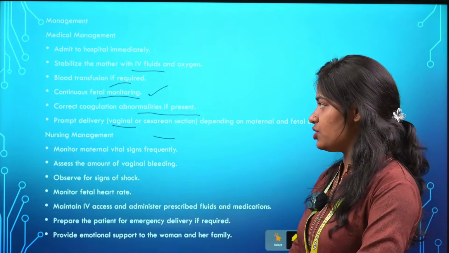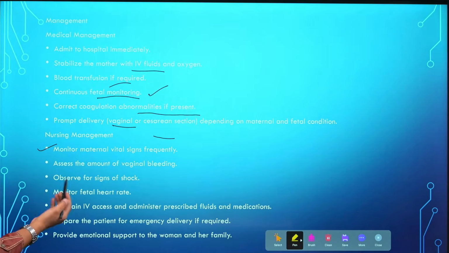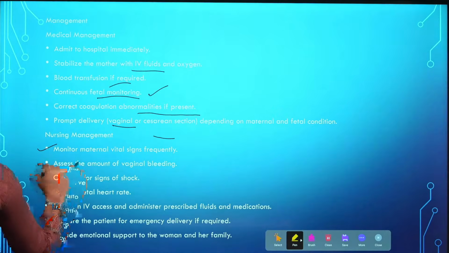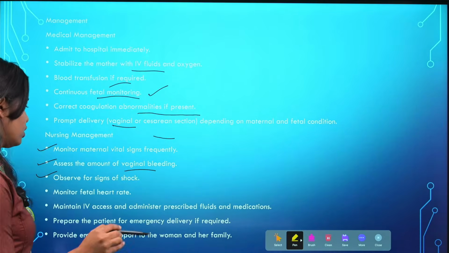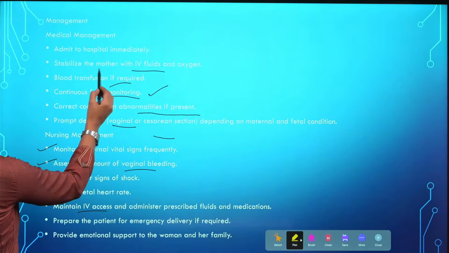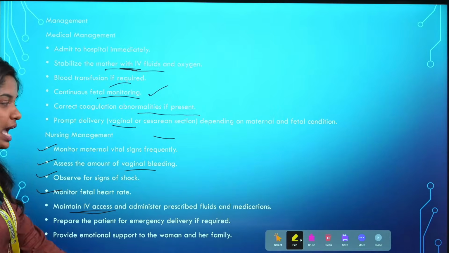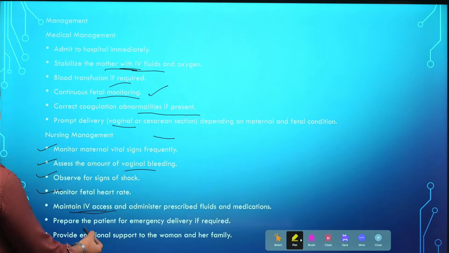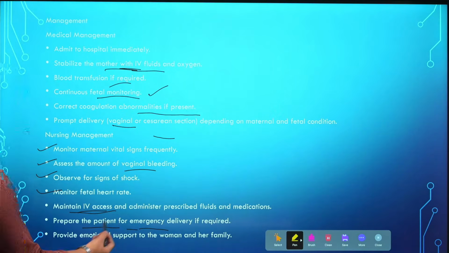And nursing management, as we have studied previously: monitor the maternal vital signs, and assess the amount of vaginal bleeding. Observe the signs of shock, monitor the fetal heart rate, and give IV fluids to stabilize the mother. We are going to maintain and monitor the IV fluids, then prepare the mother for emergency delivery if it is required, and give emotional support for the mother. This is all regarding the management of abruptio placenta.